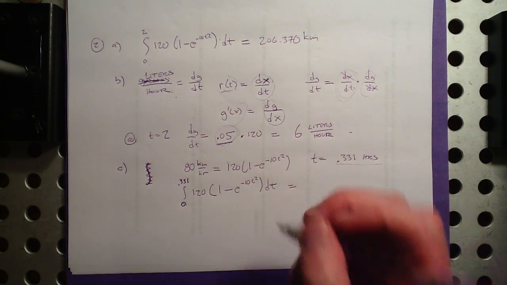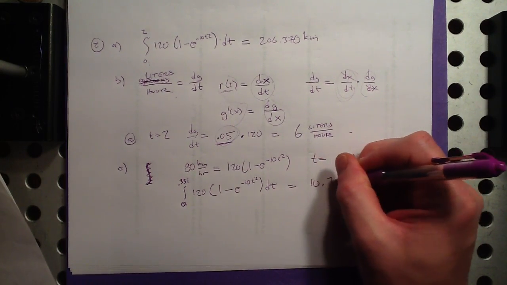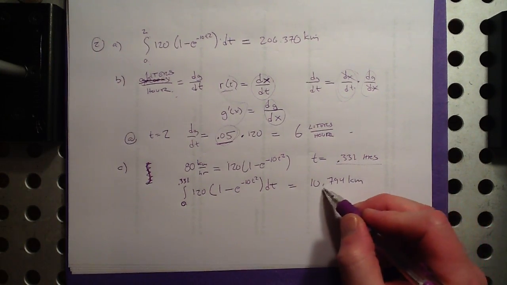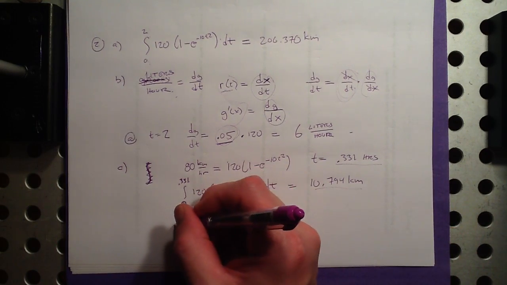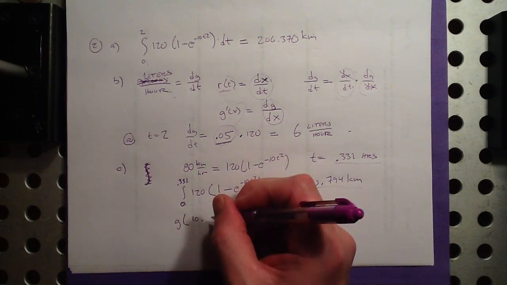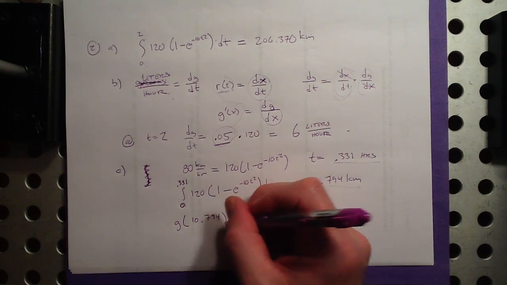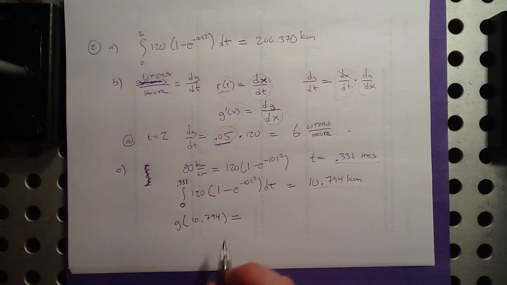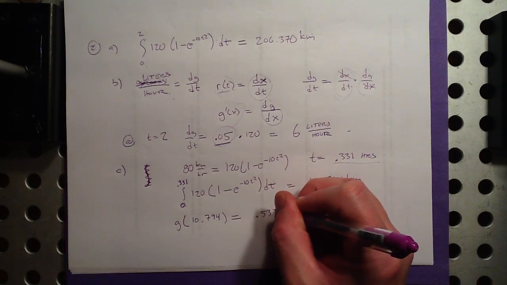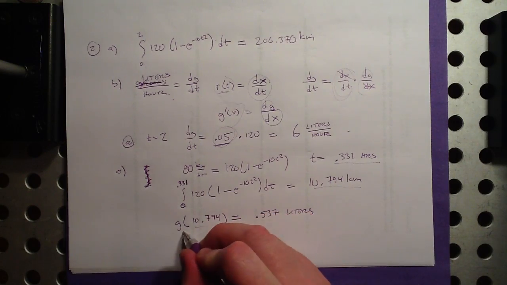And putting that in the calculator to figure out how far it went, it was 10.794 kilometers. And now that we finally have a distance here, I can plug that into the G function, which tells me the number of liters of gas, I guess that's what G stands for, used at any given distance. And that is 0.537 liters when we plug this distance into the G function.